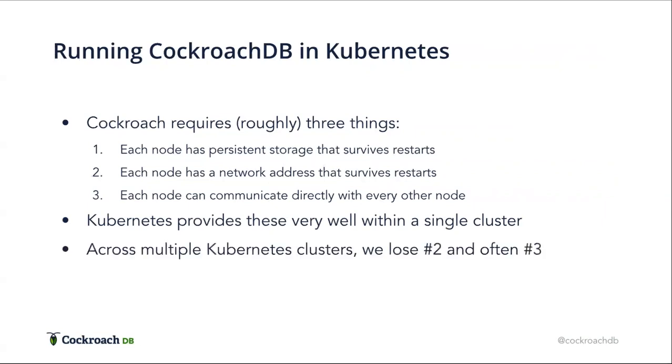But across multiple Kubernetes clusters, we definitely lose number 2. There's no cross-cluster addressing system. And we often lose number 3. It's often not set up such that a pod in one cluster can talk directly to a pod in another cluster. That's what we might call pod-to-pod connectivity later in this talk.